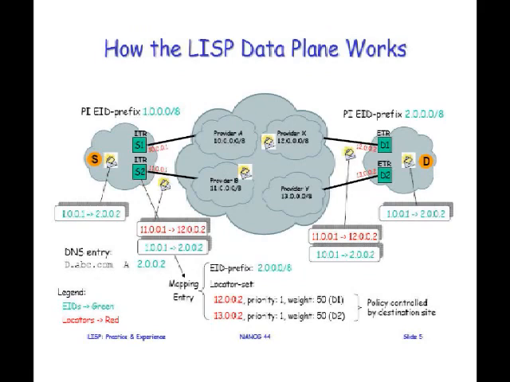have that mapping. So what happens is this host S wants to send a packet to the host D. Host D's address is 2002. It just looks that up in the DNS like today. So it gets a DNS entry, and now it's just going to send the packet like it does today, right?